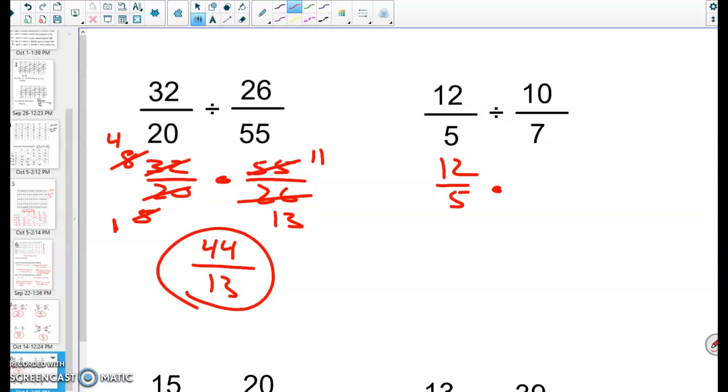12 over 5 times 7 over 10, the keep, change, flip. Nothing to reduce vertically. 2 goes into 12 6 times, 2 goes into 10 5 times. 6 times 7 is 42, 5 times 5 is 25.